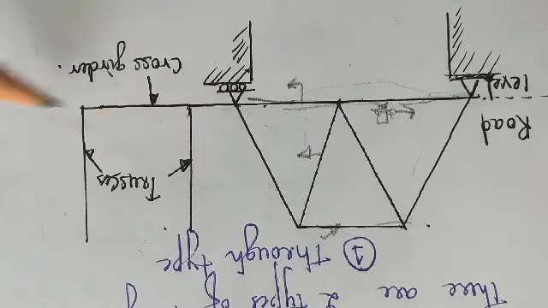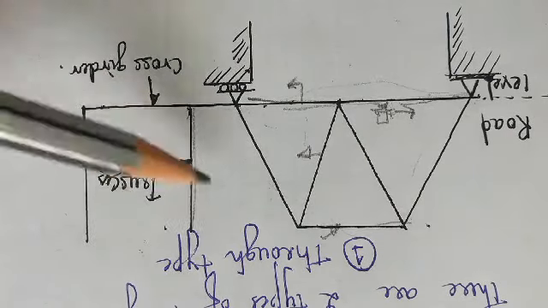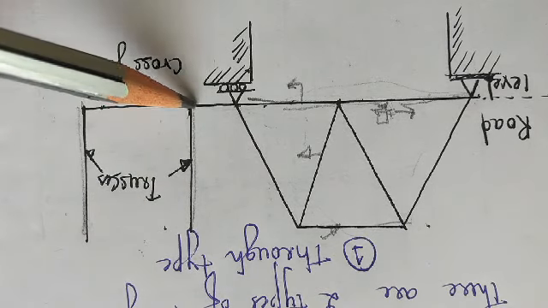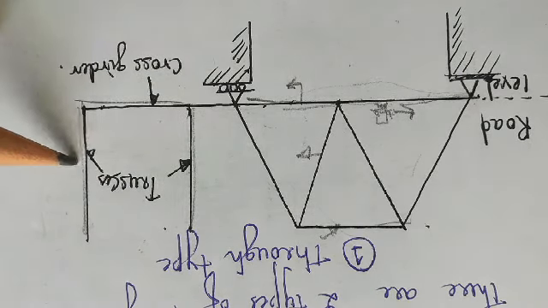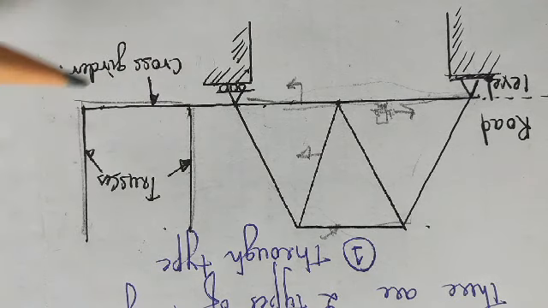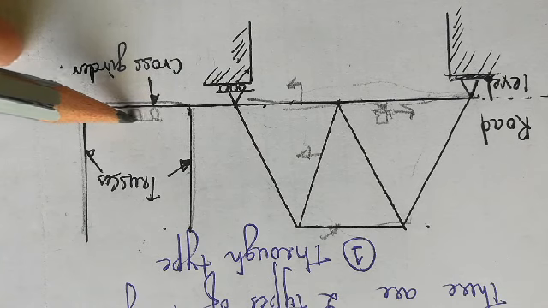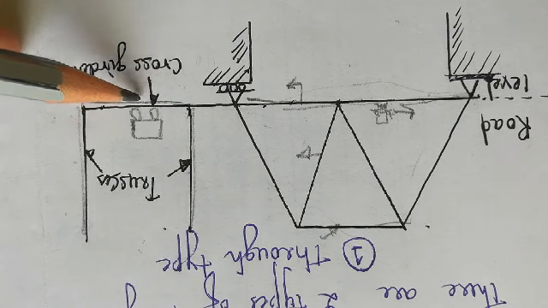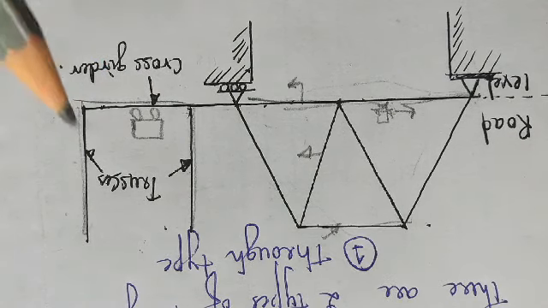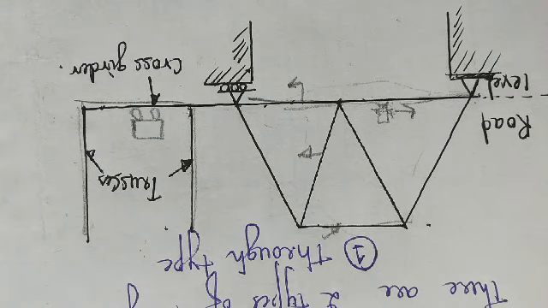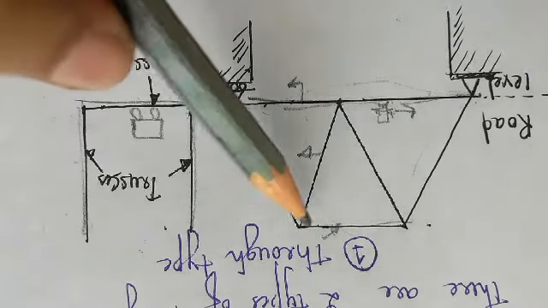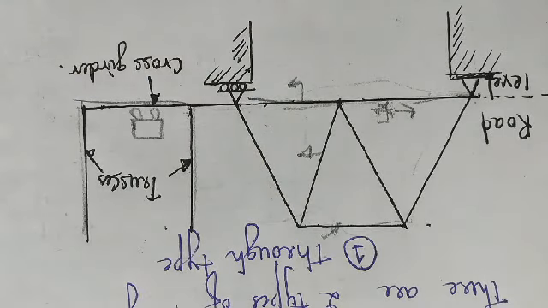Okay, if I show in the cross section, this is the truss on either side, and both trusses are joined with the cross girders. The vehicle moves on these cross girders, at this level, that is at the bottom level. So what is happening is the vehicle is moving through the truss, that's why it is called the through type of bridge truss.